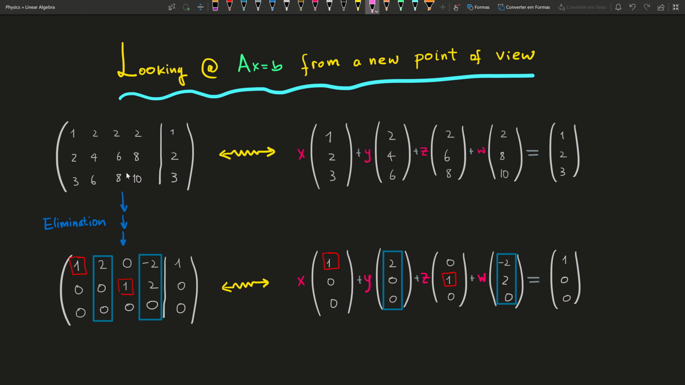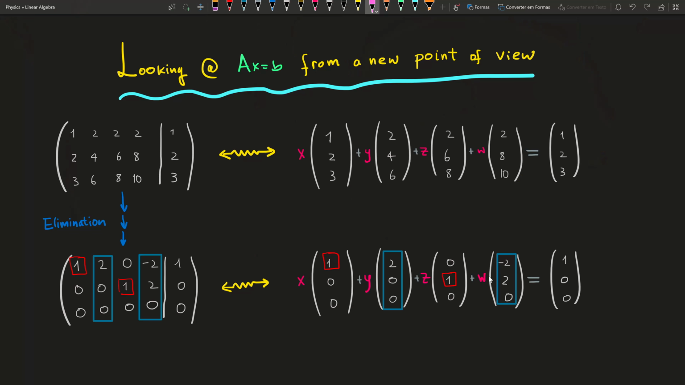So the idea is that elimination gives me a system equivalent to the old one. And so the solution x, y, z, and w to this system is the same as in this system, meaning the numbers that combine these columns to give me 1, 2, 3 are exactly the same numbers that I use to combine these columns and give me 1, 0, 0. The reason this new perspective is so important is because it makes clear something that might not be obvious from the old notation.